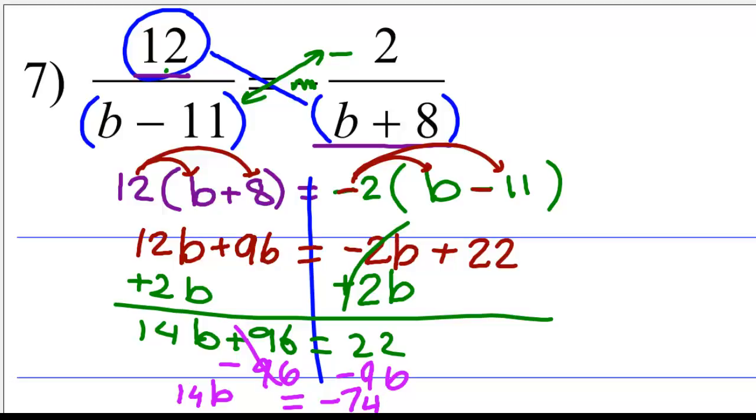Last you divide by 14. That's it. So whatever negative 74 divided by 14 is, negative 5.2. That would be your answer.